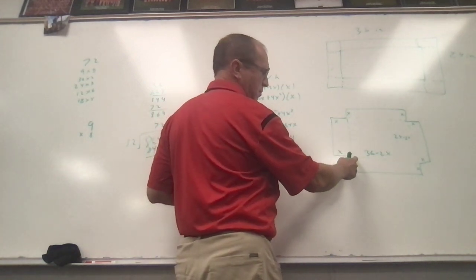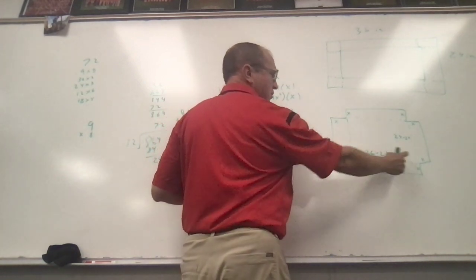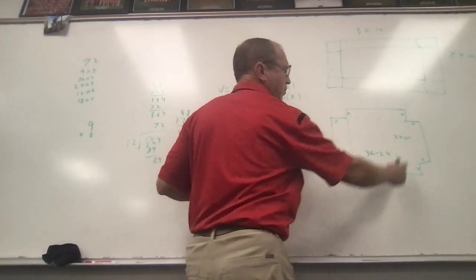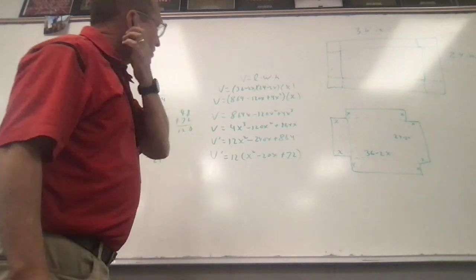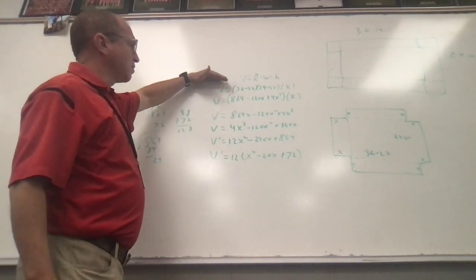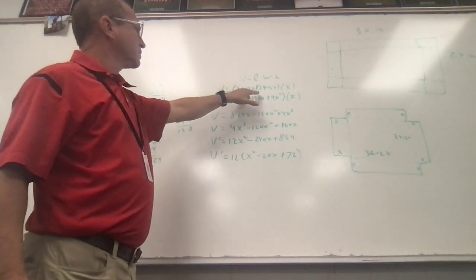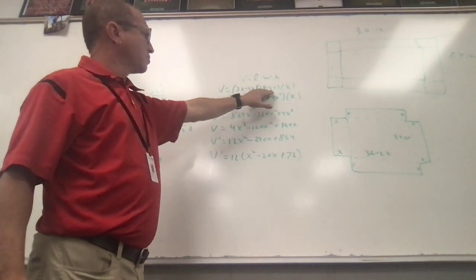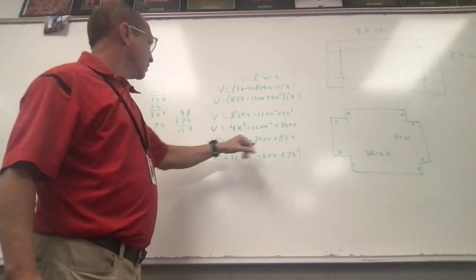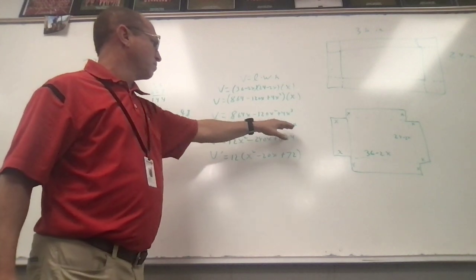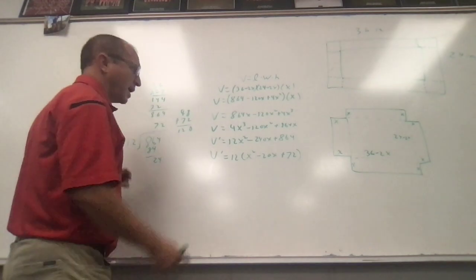The dimensions of the box will be X for the height, 36 minus 2X for the length, and the width will be 24 minus 2X. So we plug that into the volume formula. Volume of this box is going to be 36 minus 2X times 24 minus 2X times X. We do the arithmetic, we get 4X cubed minus 120X squared plus 864X.